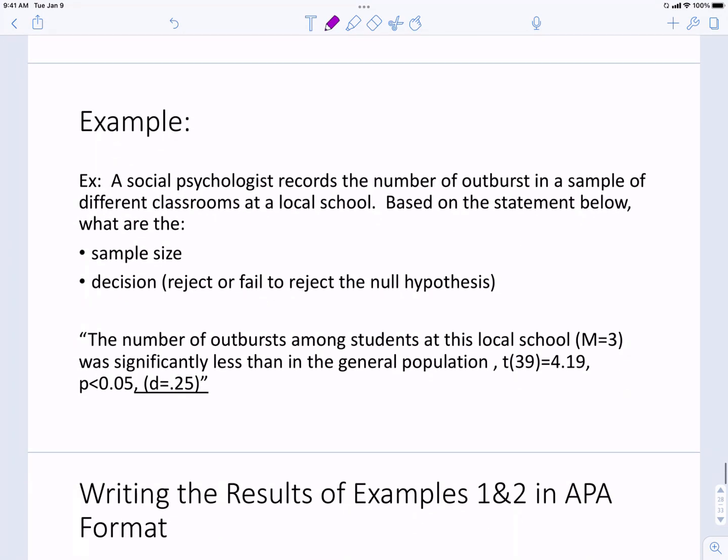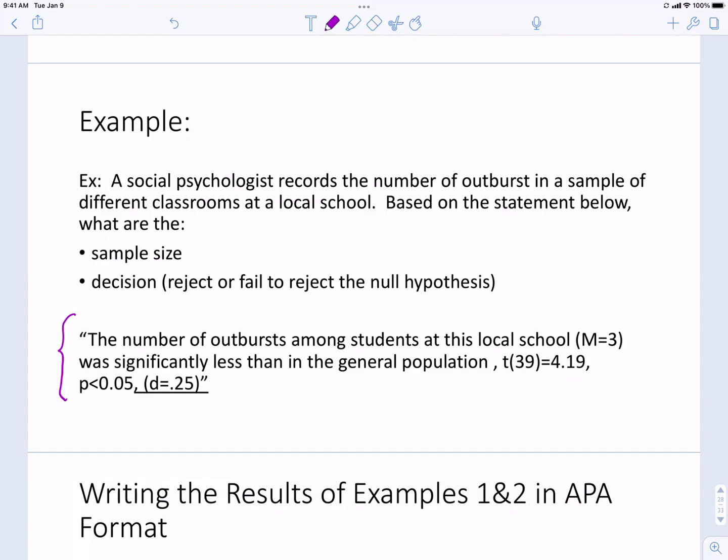So here is what you would see reported in the literature, just this one line. The number of outbursts among students at this local school, M equals 3, was significantly less than that of the general population. t(39) = 4.19, p < 0.05, d = 0.25. Okay, so there's a lot packed in there, so let's unpack it for a moment.